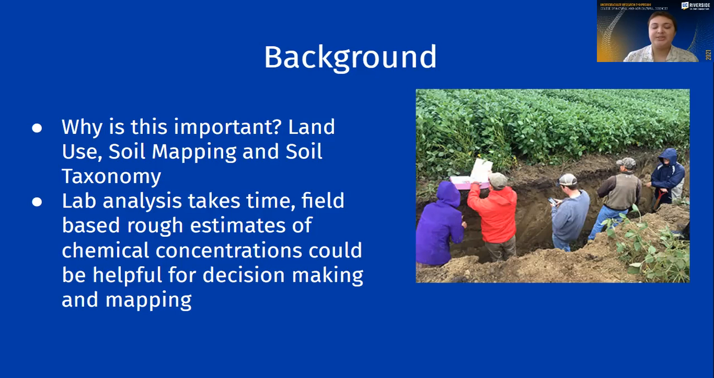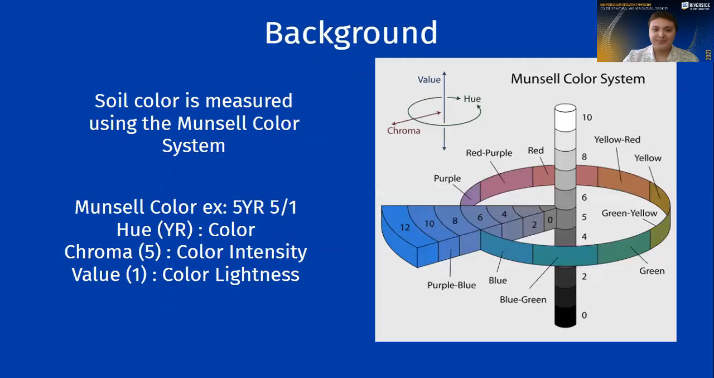So if we were able to just look at the color of the soil in the field and say, oh, if there's a correlation between it, we could say, oh, because it's of this color, perhaps we can estimate this amount of content of said chemical constituent. And this could really help out people who are in the field making these decisions, because lab analysis takes time to sample the soil and take it back into the lab. So these rough estimates in the field could help with decision making and mapping and things like that.